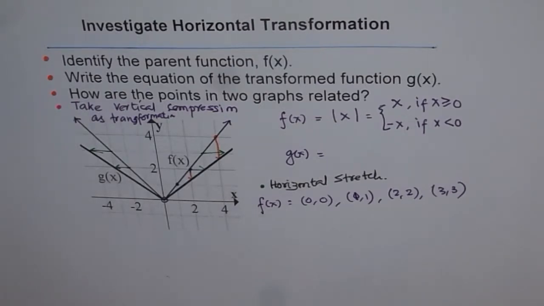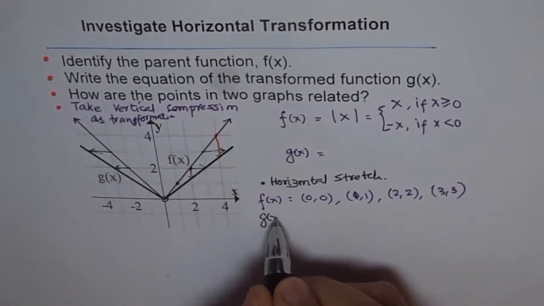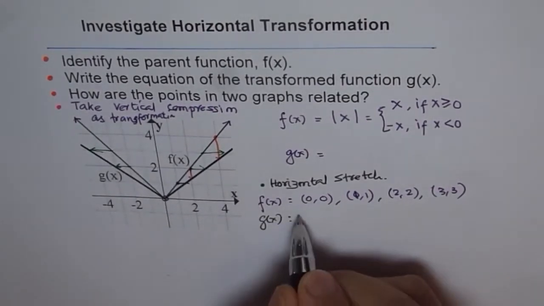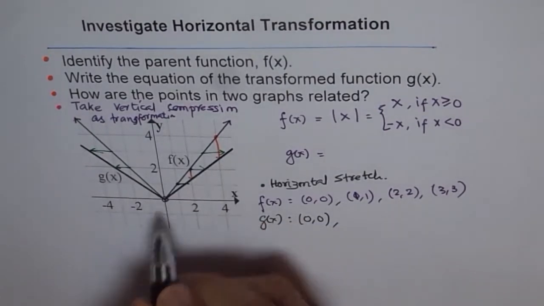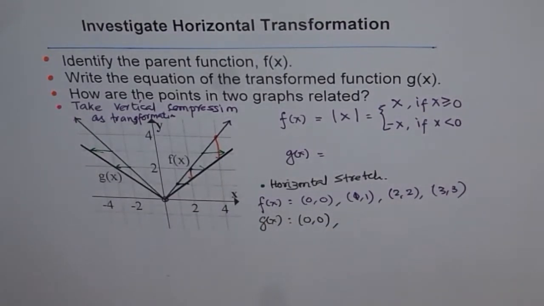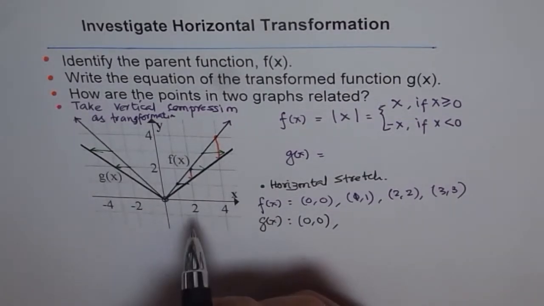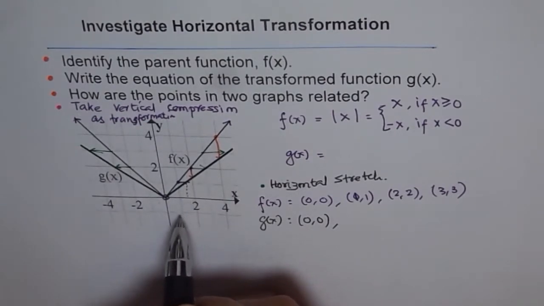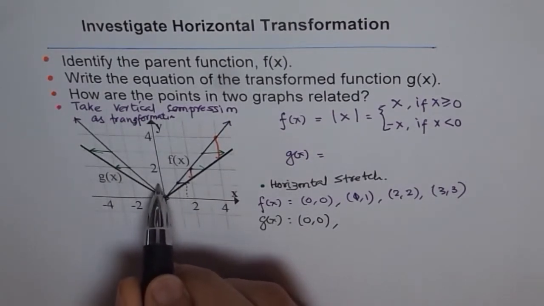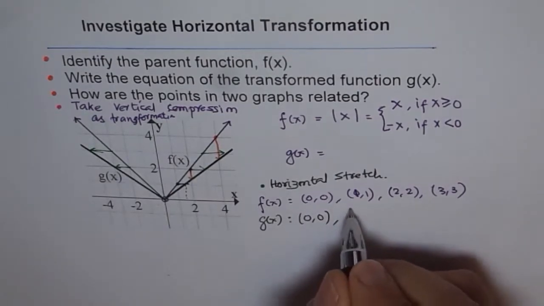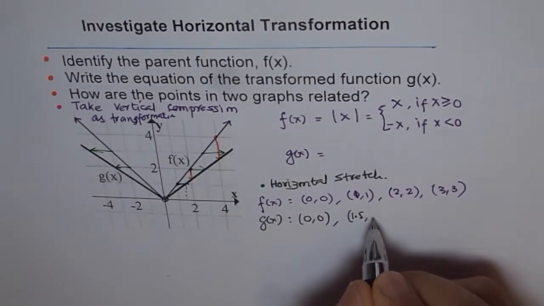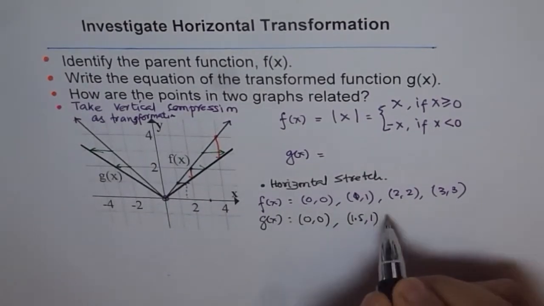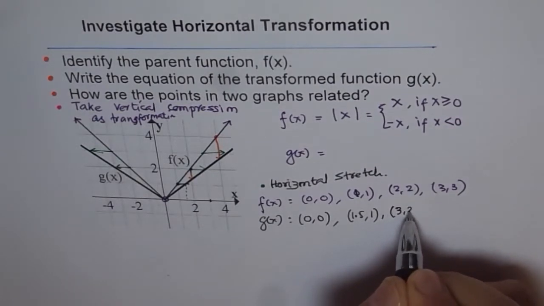Now let me write down g of x points. Let's go horizontally. Starting with the origin, the origin remains, so the vertex remains at the origin itself, that particular corner of your absolute function. And then I have a point here which is 1.5, right? So at y equals 1, I get 1.5. Now this point is actually 3, right? So this point is 3 and the y value is 2.